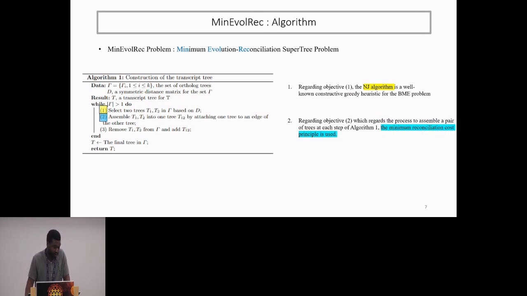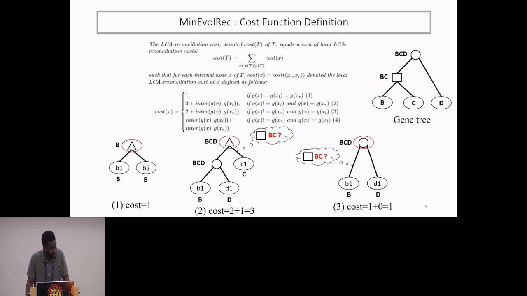And this is a progressive algorithm where for each iteration, we first select two trees in the pool based on their distance. And then we merge these two trees by attaching one tree to an edge of the other. And finally, we just remove the two trees from the pool and add the merged one. So the first step can be achieved by just using the well-known neighbor joining algorithm. And the second step can be achieved by just using an exact dynamic programming algorithm. So for this exact dynamic programming algorithm, we first define our cost functions.